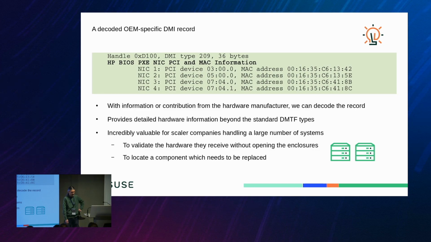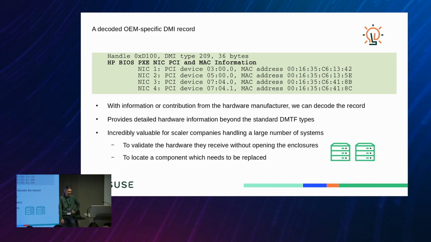This typically provides information which is beyond what the standard DMTF types can encode, which is the reason why the vendor decided to add it. This kind of information can be very valuable for hyperscale companies and basically every company which manages hardware, especially if they own a large number of systems, and even more so if they own systems from different hardware manufacturers.